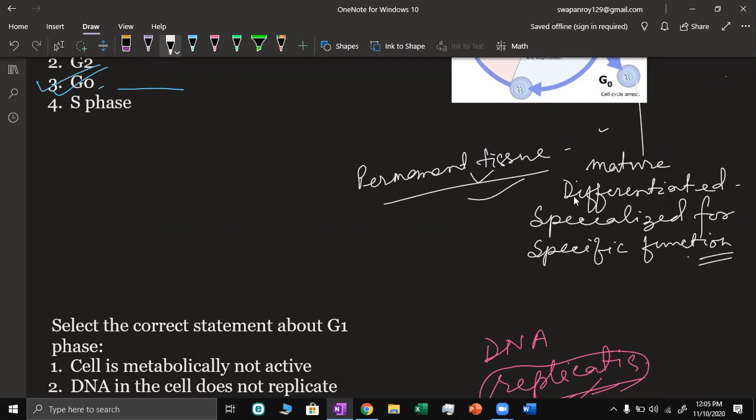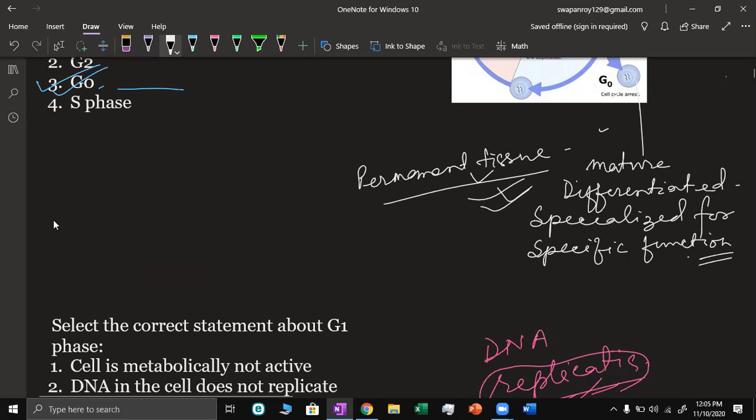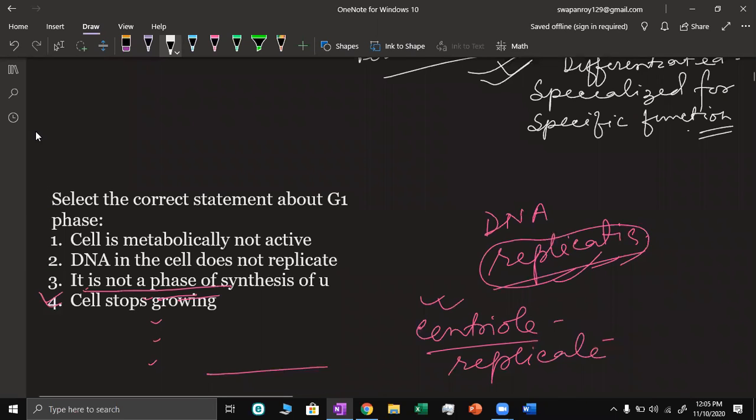Sometimes, when there is a need that they should divide, then from this G0 phase they will come back and join the S phase. They will replicate the DNA and enter into the cell cycle.